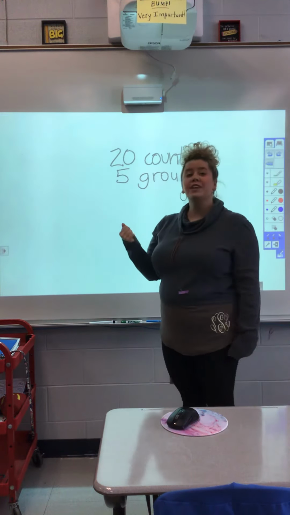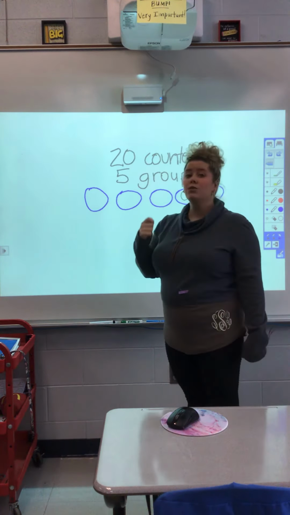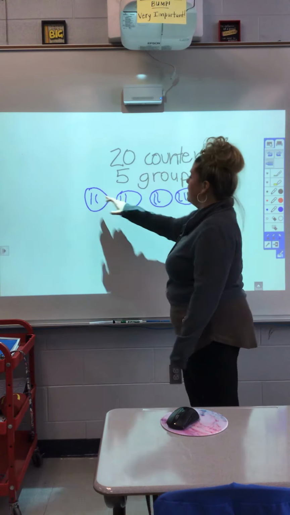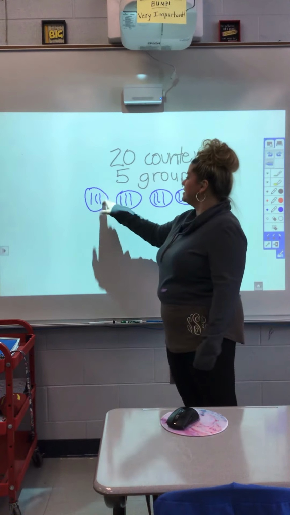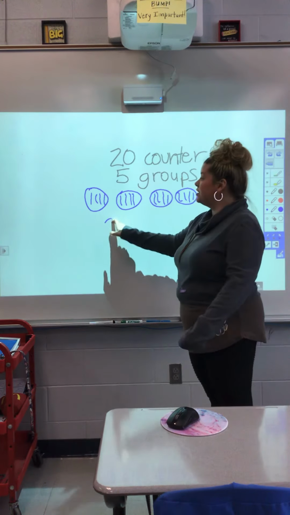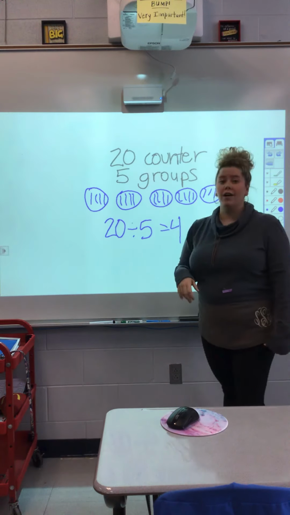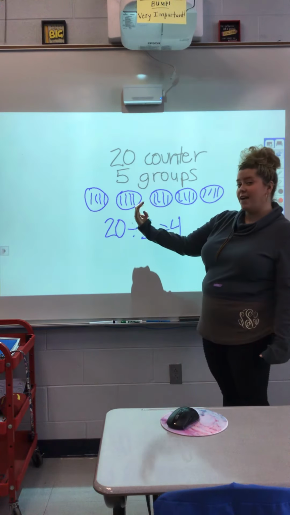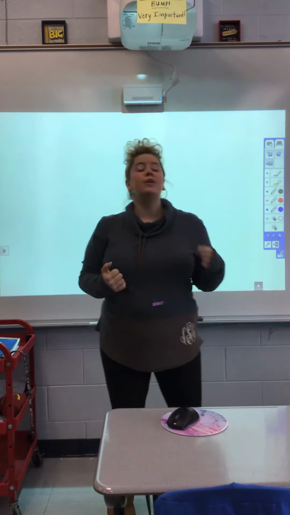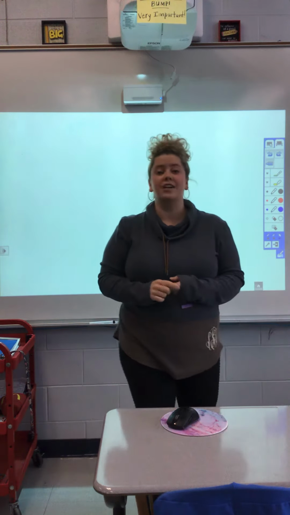All right, so hopefully it looked like this. You drew 5 groups, and then you equal shared until you got to 20. 11, 12, 13, 14, 15, 16, 17, 18, 19, 20. And then your division sentence should have read 20 divided by 5 equals 4. Because we had 20 counters split into 5 groups, 4 in each group. All right, good job. So now what I want to review is using a number line for repeated subtraction.